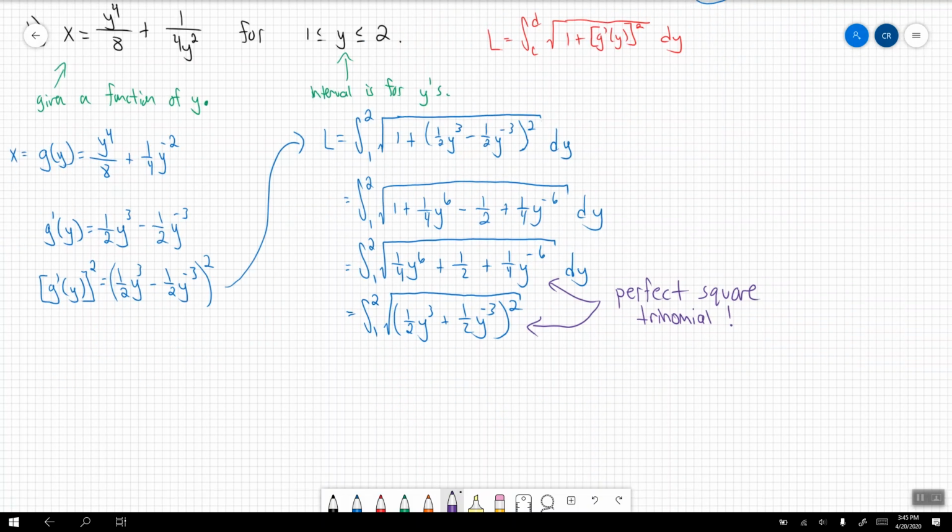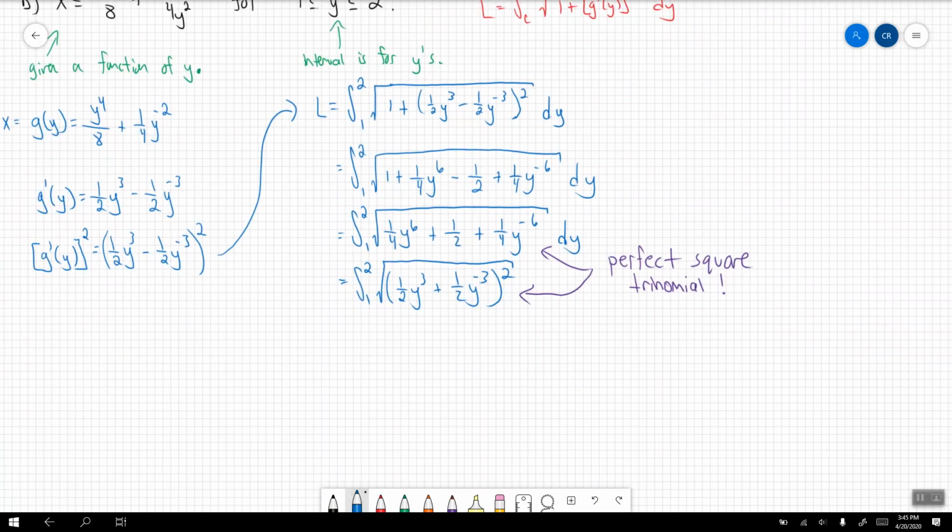Now, we're allowed to cancel out the square root with the square, because on this given interval from 1 to 2, the y values are always going to be positive. Which means all we're really looking at is the integral from 1 to 2 of 1/2 y cubed plus 1/2 y to the -3 dy. That's all that we have to look at, which is really nice because this now turns into a Calc 1 problem.